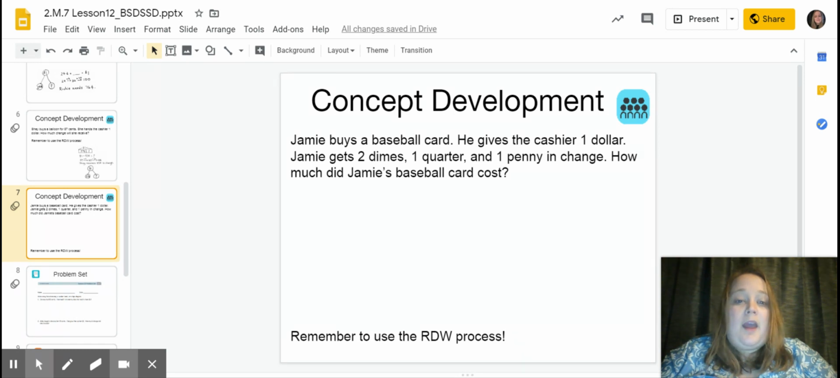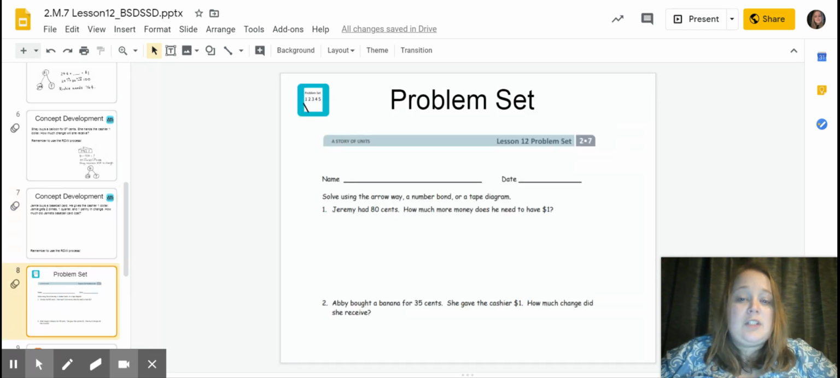Okay, I think I'm going to read it again, draw, and then write my answer with a number sentence and a word sentence. And I really think I'm going to need something to help me with that problem. Like I'm going to need a number bond or a tape diagram. I want to see if you're going to draw those. That would be great. All right, now these are a few more practice questions that you're going to do. You can solve using the arrow way, a number bond, or a tape diagram.